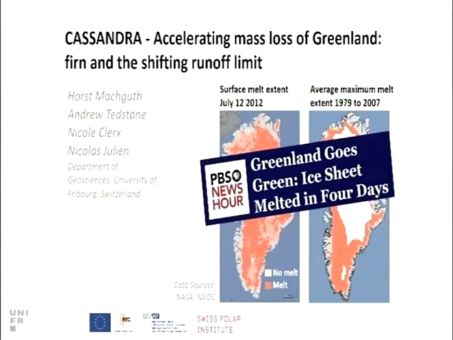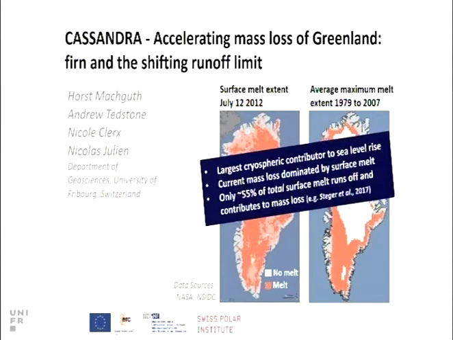This is my favorite headline. But we all know it doesn't go that fast. Nevertheless, Greenland is probably the largest cryospheric contributor to sea level rise, and the current mass loss of the Greenland ice sheet is dominated by surface melt. However, from all the melt that is generated on the ice sheet, it's only about 55 to 60% that actually runs off and contributes to mass loss.